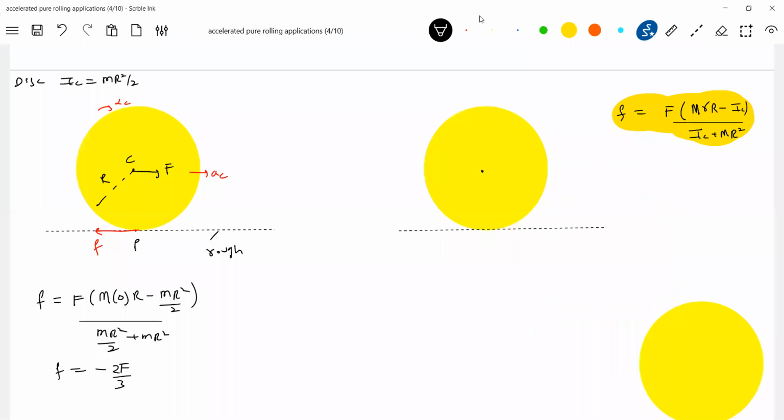Now I'm going to apply a force exactly at a distance r by 2. Let's see what conditions I'll get. Put small r here. There's a point P. Small f is equal to F into m r by 2. Second case, so first case r equals 0. What about the second case? Small r equal to r by 2.